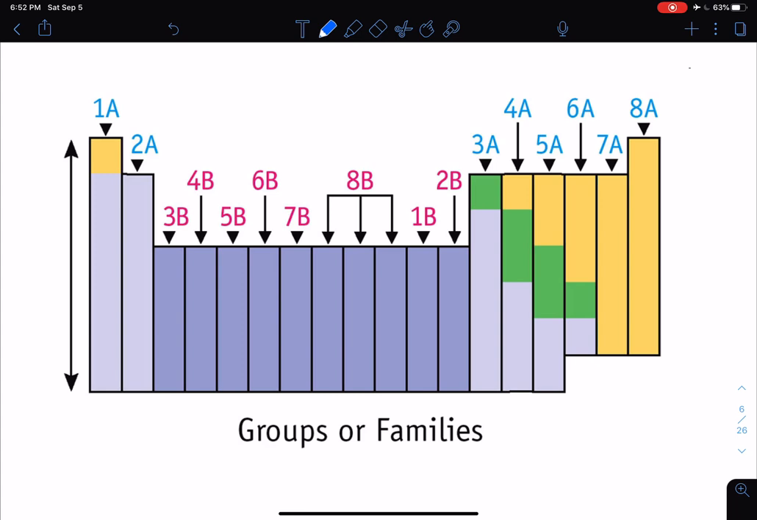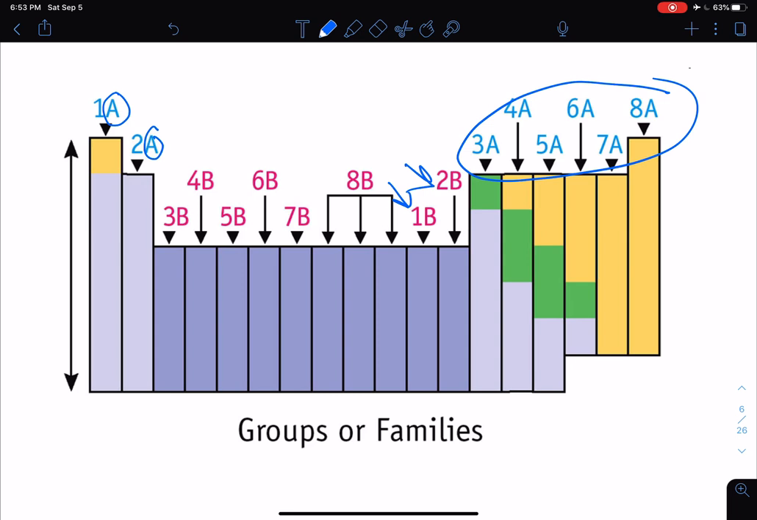Now, what we'll notice is we've got 1A and 2A right here, and then all of a sudden it switches to B's, and it goes 3B, 4B, and then all of a sudden over here at the end we've got 1B and 2B, and that looks really weird. And then all of a sudden we've got the A's over here again, so it's kind of like, what's going on?